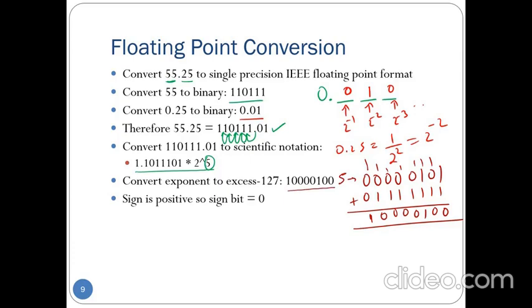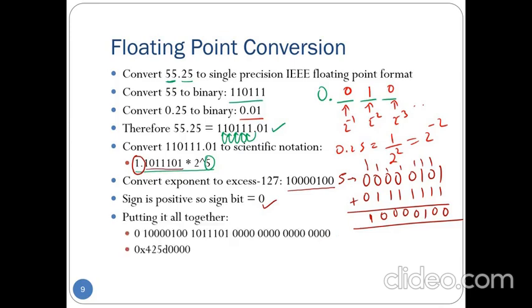Okay, now the number is positive, 55.25 positive, and therefore the sign bit would be 0. And what about the fraction bits? So recall, we assume that this 1 point is always implied, so we don't have to store this. So the fraction is basically 101101 followed by zeros, so that the total number of digits in this fraction field is 23 bits. Okay, so this is our answer.